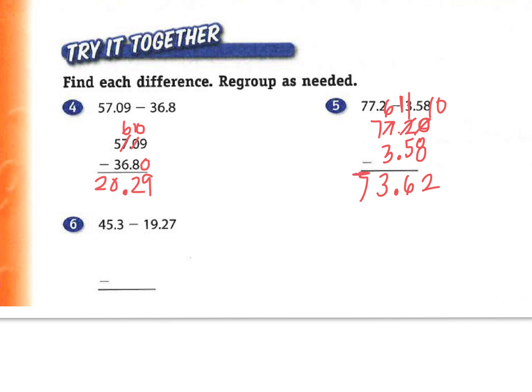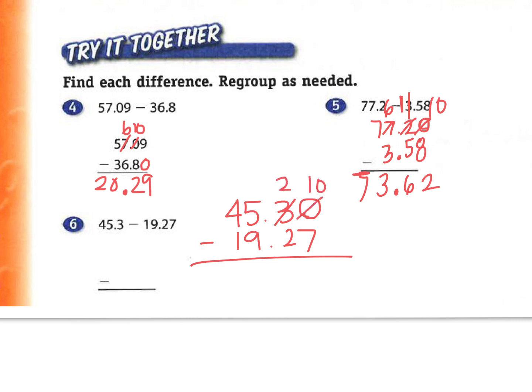And the last one, 45.3 minus 19.27. Again, we're going to put a 0 in that hundredths place, so then you have the same amount of place values. But you can't do 0 minus 7. Borrow from the 3. Make it a 2. Make that a 10. 10 minus 7 is 3. 2 minus 2 is 0. Bring down the decimal point. Can't do 5 minus 9. Borrow from the 4. Make it a 3. Make that a 15. 15 minus 9 is 6. 3 minus 1 is 2.